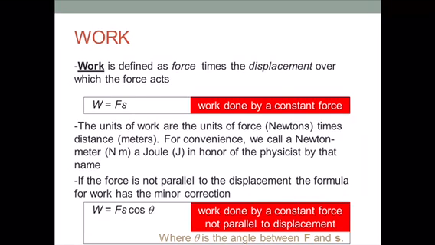However, if the force that you're applying on an object is not parallel to the displacement of that object, the formula of work has a minor correction. Because force and displacement are vectors, if they're not parallel, there's a certain angle between them, which we'll define as theta, the angle between F and s. So the new formula for work would be work equals force times distance times cosine theta.